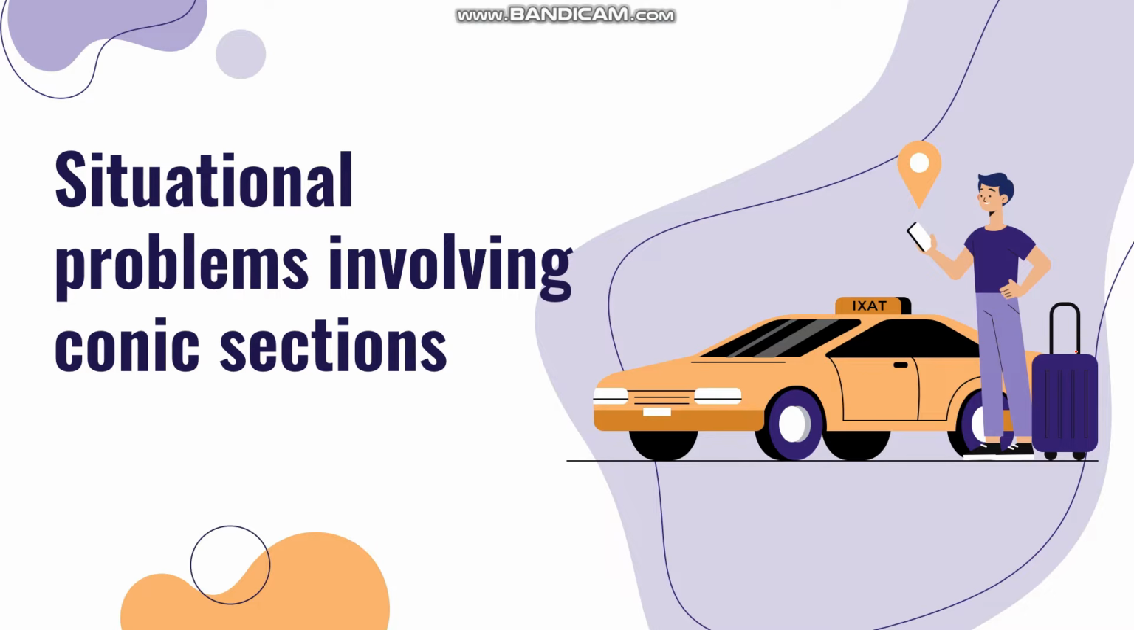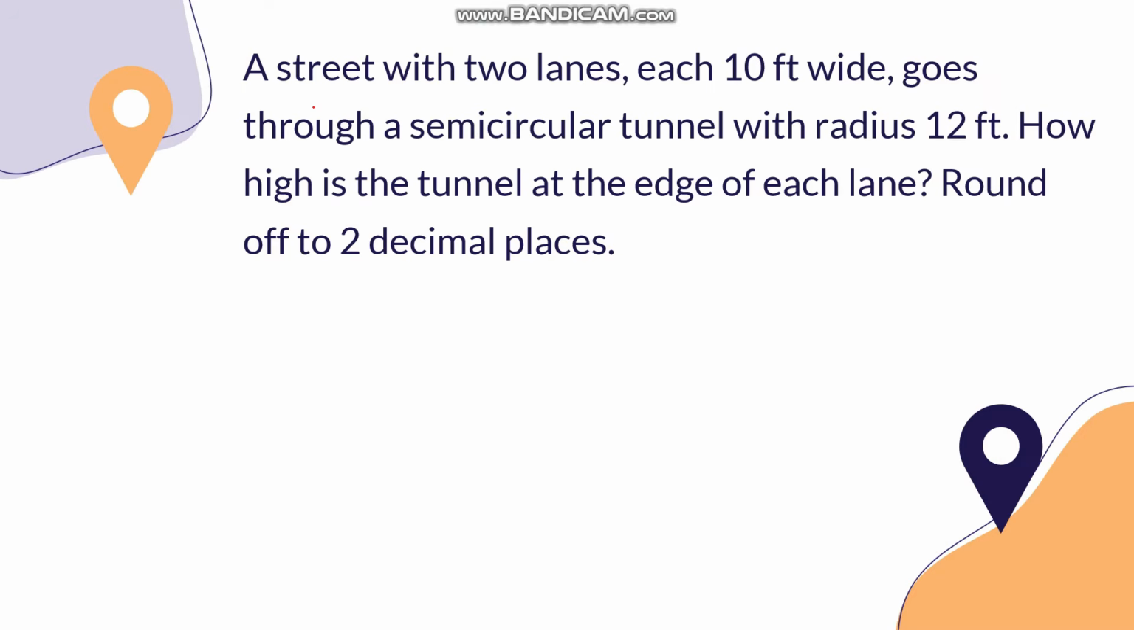Please take note of the properties as well as the equations used for each conic section, because we will be using them later when we are answering the word problems. For our first example, let's have this word problem. A street with two lanes, each 10 feet wide, goes through a semicircular tunnel with radius 12 feet. How high is the tunnel at the edge of each lane? Round off to 2 decimal places.